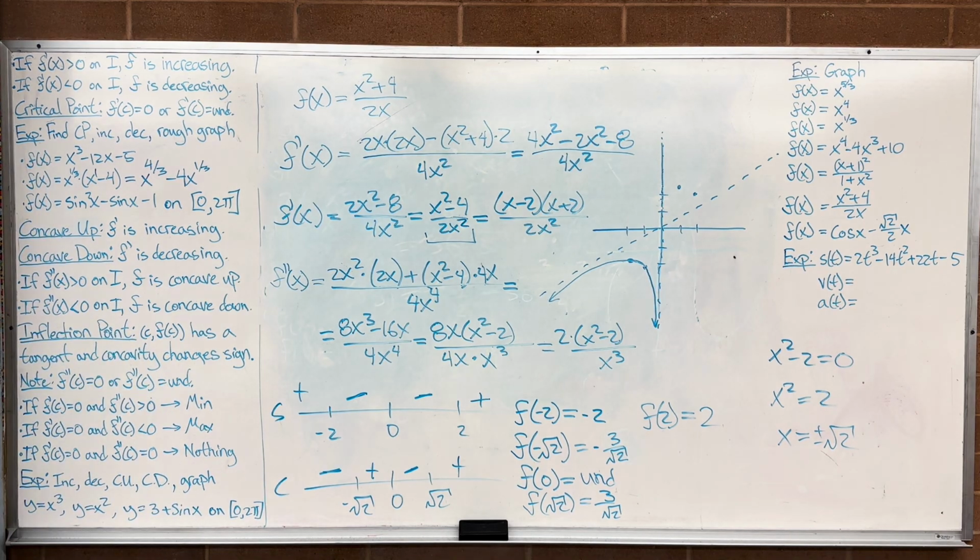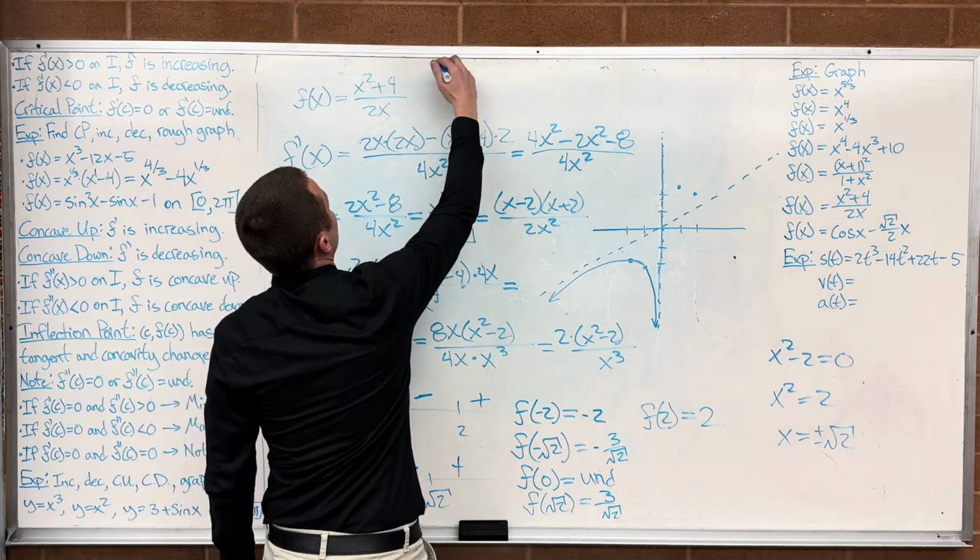F prime of x, they have x squared minus 4 over 2x squared. That's what we got, right? For their second derivative, they just have 4 over x cubed. That's not what we got. Let me split this up and just think about it a different way.